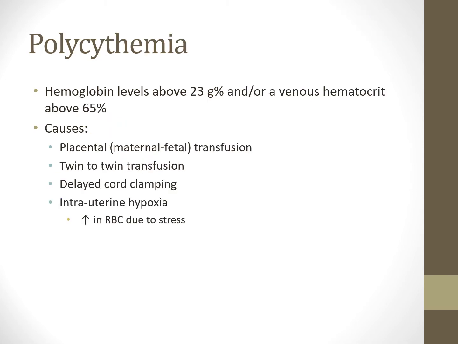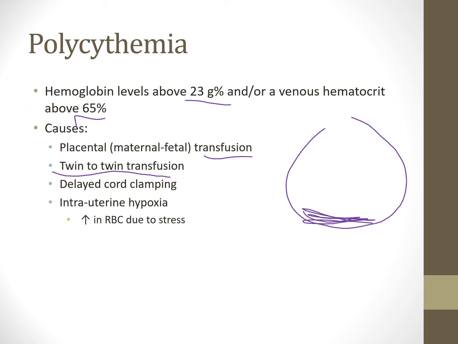Polycythemia, this is the big one, hemoglobin level above 23 grams percent. Or if they're doing a venous crit, 65%. That's huge, right? So this can be because there was a maternal-fetal transfusion or twin-to-twin transfusion. Twin-to-twin transfusion, I think we already talked about a little bit. That's where you have twins in utero, and then they're both sharing a placenta.